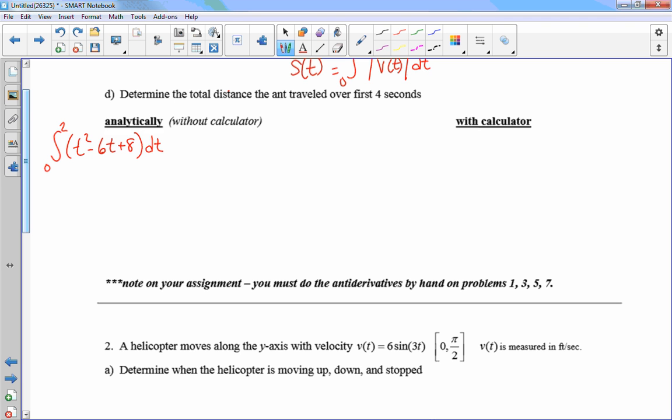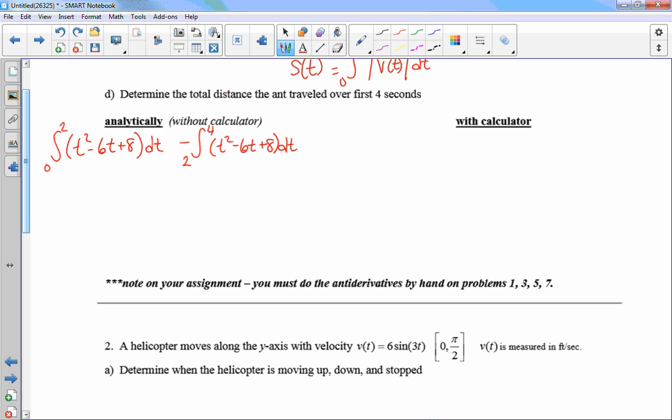How do we make the second section be positive? Because the absolute value is positive distance. We put a minus in front of it because when it's going backwards, it looks negative. So the minus negative will make it positive. From 2 to 4, t squared minus 6t plus 8 dt.